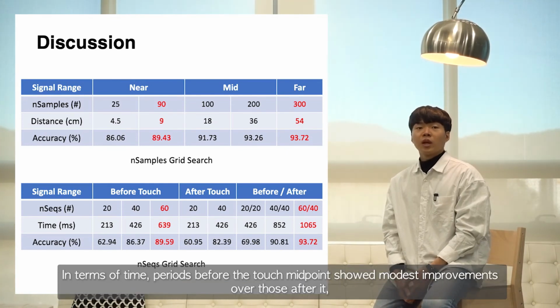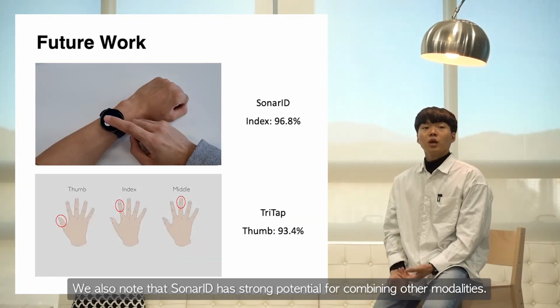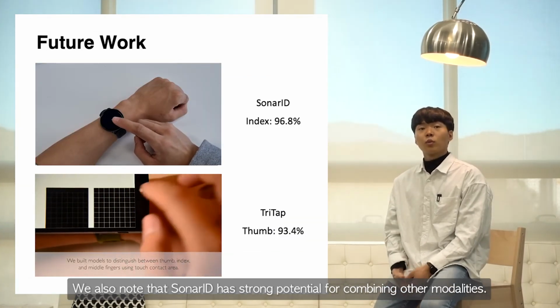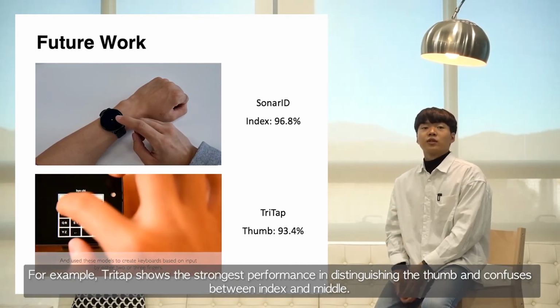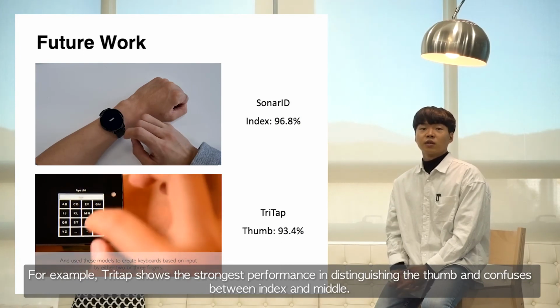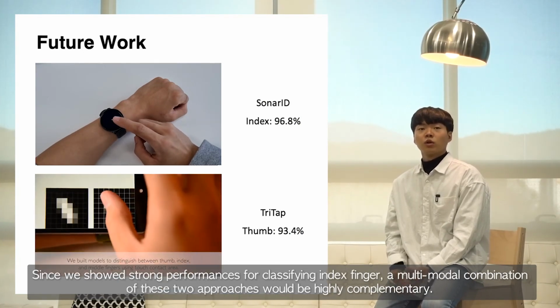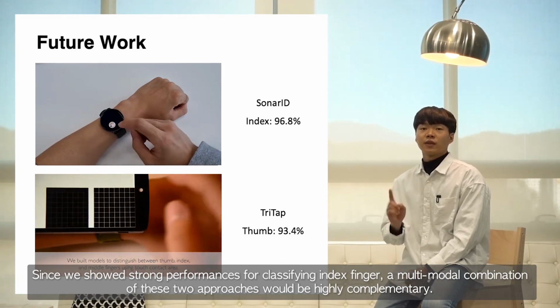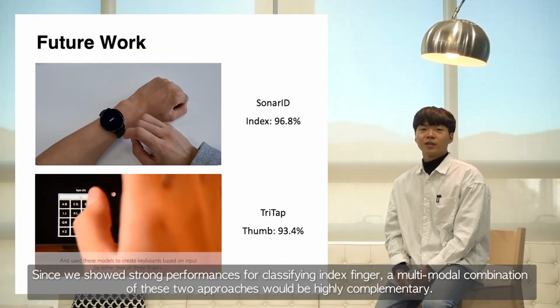In terms of time, periods before the touch midpoint showed modest improvement over those after it, which means we can avoid the latency issue by relying on the data gathered up until a touch occurs. We also note that SonarID has a strong potential for combining other modalities. For example, TriTap shows the strongest performance in distinguishing the thumb and confuses index and middle. Since we showed strong performance for classifying the index finger, a multimodal combination of these two approaches would be highly complementary.